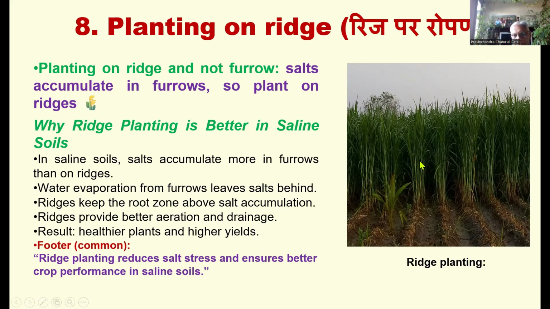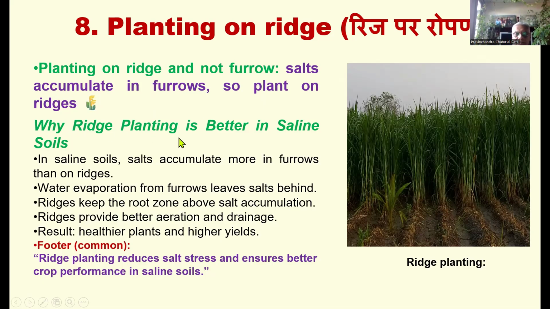So it is a hybrid Napier. You can see that it can be planted. It should be planted on the ridges and not in the furrow, because salt accumulates in furrows. So you must have the planting on the ridges and not in the furrow.